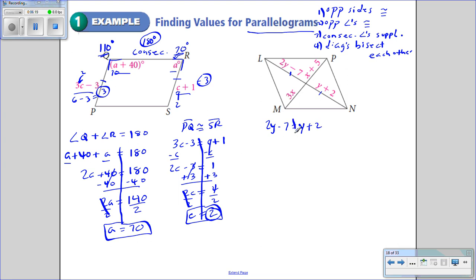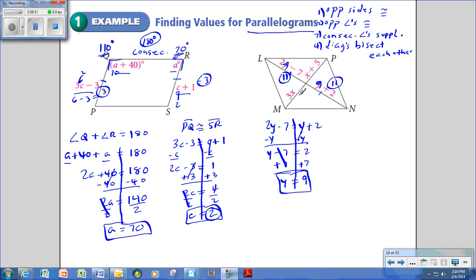I can go ahead and solve that for y. Move the y over. Gives me y minus 7 equals 2. Add 7 to both sides. All right, those cancel. Y equals 9. Okay, if I plug 9 back in here, 9 plus 2 is 11. Let's check to see if it works here. 2 times 9 is 18, minus 7 is also 11.